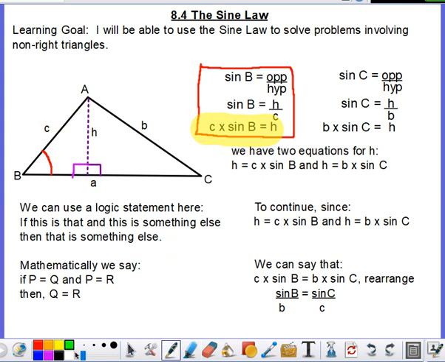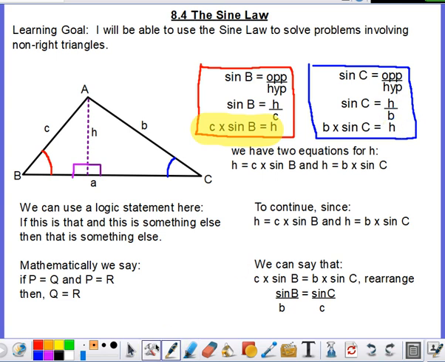Now what I want to do is focus our attention on the right-hand side, or this right triangle. We're going to again focus on this acute angle down here, angle C, and set up the sine ratio for angle C. As you know, sine of C equals opposite over hypotenuse. In this right triangle on the right-hand side, h is the opposite, b is the hypotenuse. So we end up with sine of angle C equals h over b.